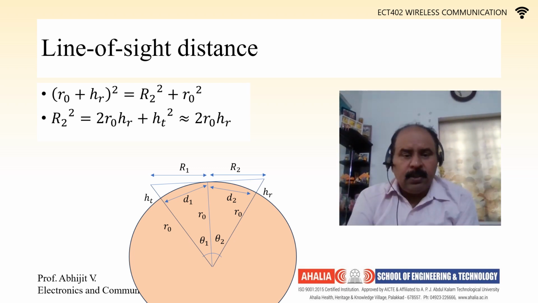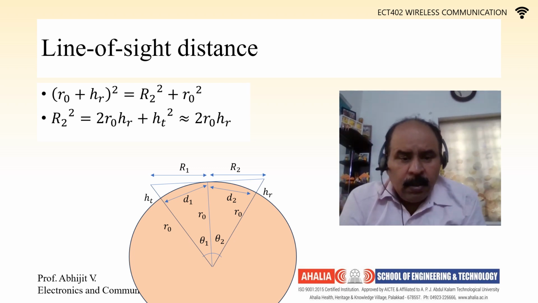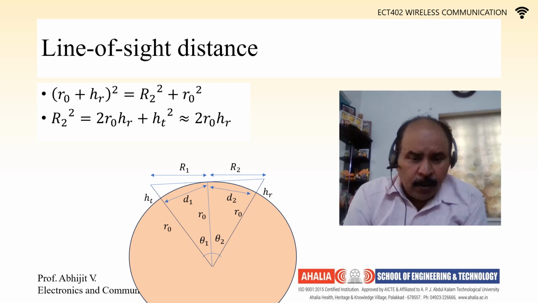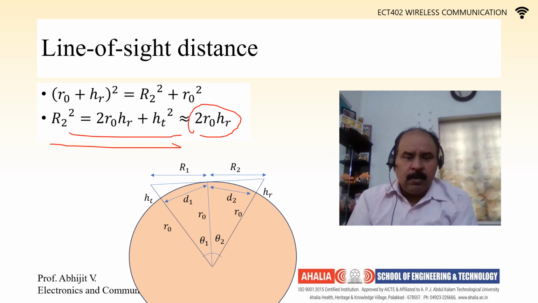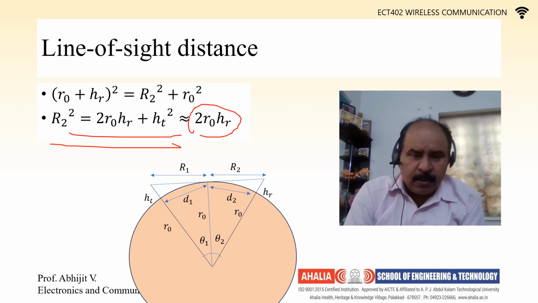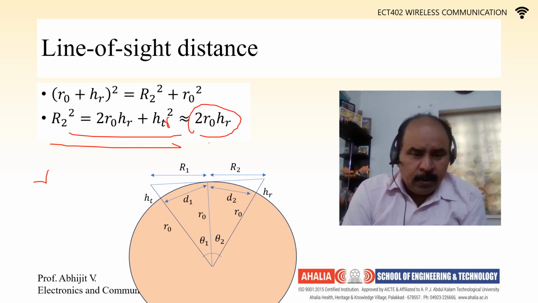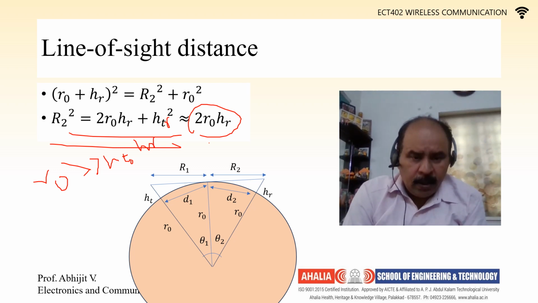R0 plus HT square, we have done for R1. Now we are doing it for R2. Similarly, what we'll get, R2 square is equal to 2 R0 HR plus HR square, that is approximately 2 R0 HR. Similarly, we are approximating this R0 to be much greater than HT or HR.